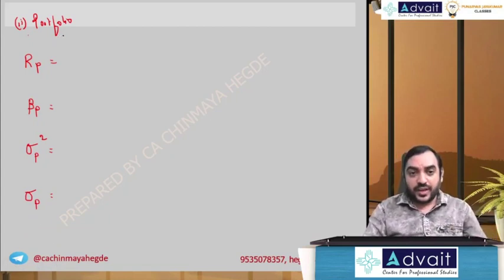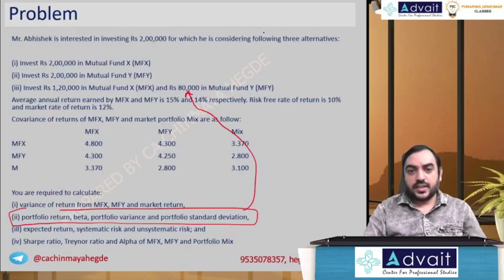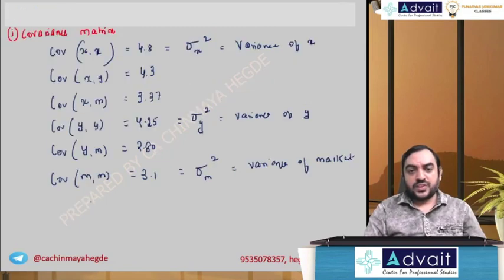weights. So what is the weight in X? I'm investing 1,20,000 out of 2 lakh. So that's going to be 0.6. And weight in Y, 80,000 out of 2 lakh, which is 0.4. Is it correct? Yeah, 0.6, 0.4.